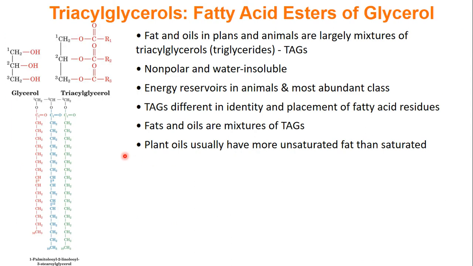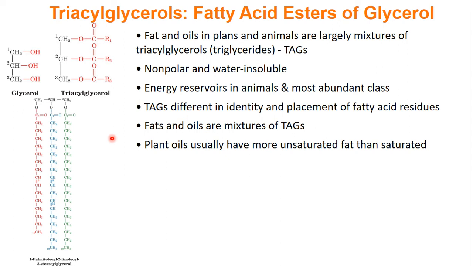Now, inside of our body, our fats are usually in the form of triacylglycerols, or TAGs. And so what that is, is that you have glycerol, and you just add 3 fatty acid tails to make your triacylglycerol. And these are very nonpolar and water insoluble. And TAGs are your energy reservoir in animals, and it's your most abundant class of lipids. And TAGs can differ based on what type of tails they have and what they have on their head groups. So you can change both of these.